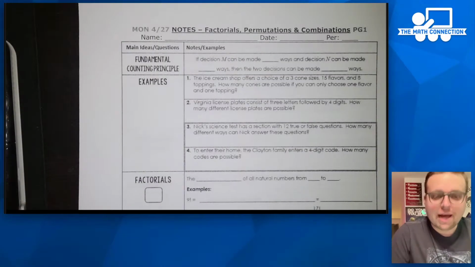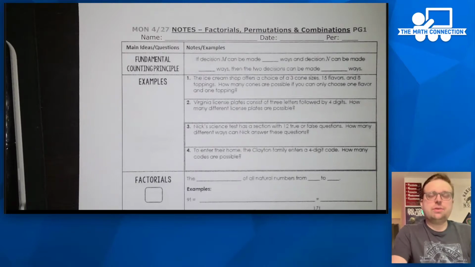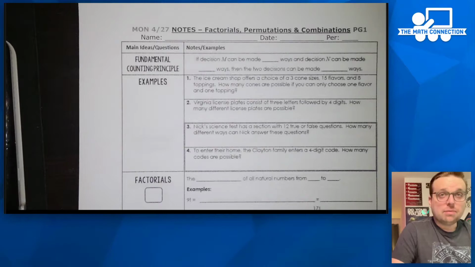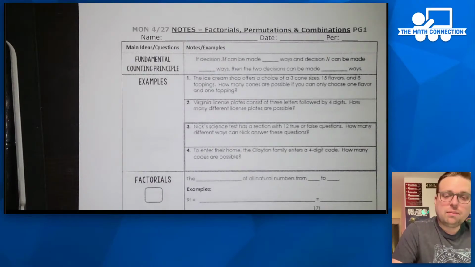Hey guys, welcome back. So we're entering into a new unit. We're going to be talking a lot about probability, and we're going to start that conversation by going over a couple of things about factorials, permutations, and combinations.